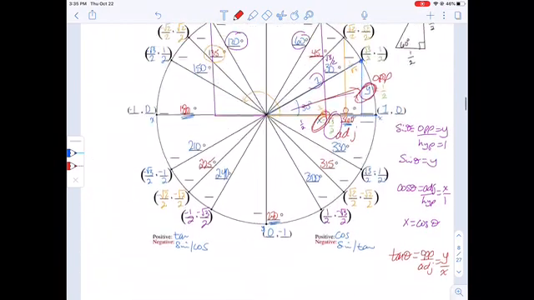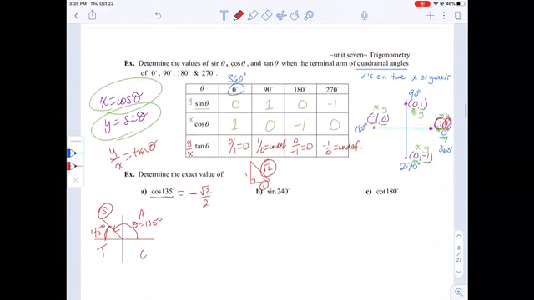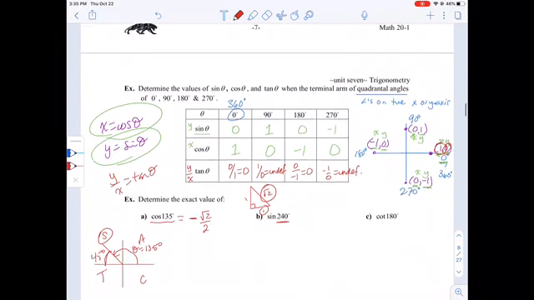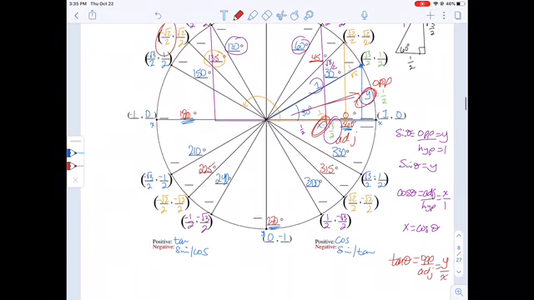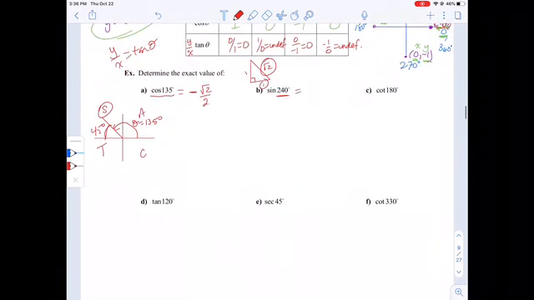Or, now that I have my unit circle, I go to 135 on my unit circle. The cosine is the x, so that's negative root 2 over 2. And I've got that just like that. Sine of 240, I could look at my unit circle, 240 degrees. Sine is y, that's negative root 3 over 2.